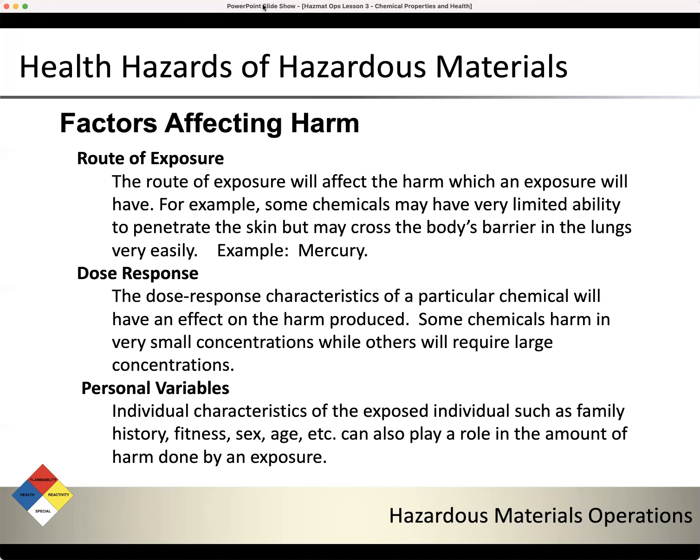The route of exposure, how it gets into your body, will affect the harm. For example, some chemicals may have very limited ability to penetrate the skin, but may cross the body's barrier in the lungs very easily. So, for example, mercury. You can put your hand in mercury and have no ill effects, but you breathe in mercury vapor, now you're going to have some problems.